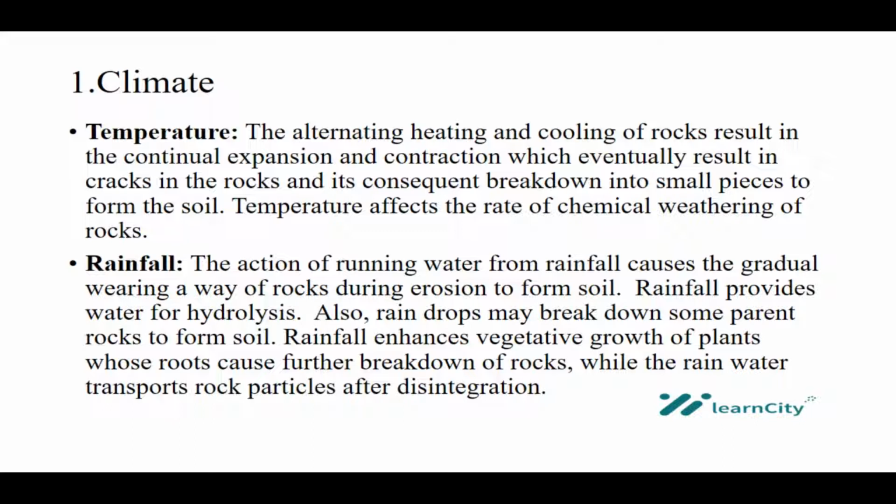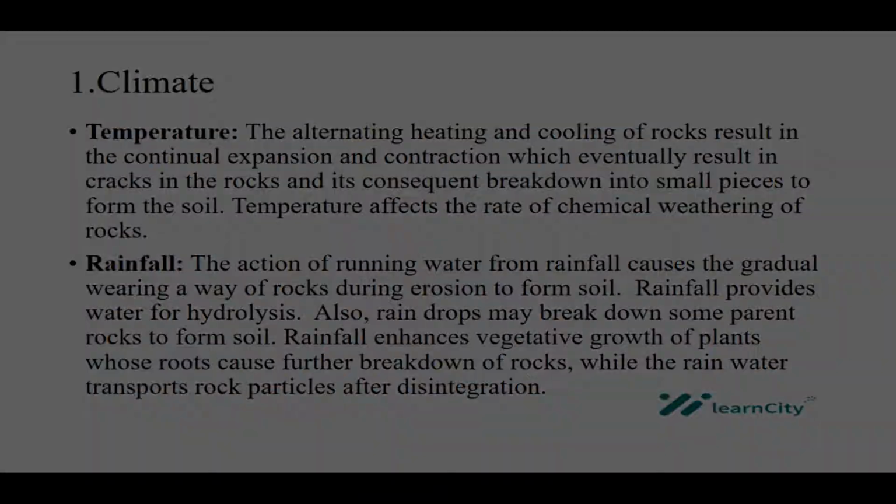Rainfall. The action of running water from rainfall causes the gradual wearing away of rocks during erosion to form soil. Rainfall provides water for hydrolysis. Also, raindrops may break down some parent rocks to form the soil. Rainfall enhances vegetative growth of plants whose roots cause further breakdown of rocks, while the rainwater transports rock particles after disintegration.